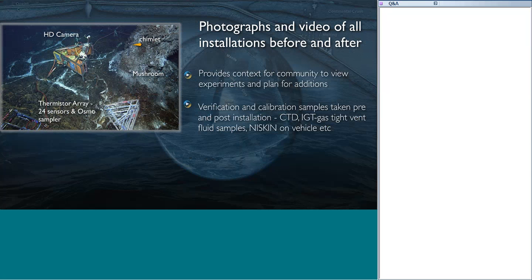For proposals for the core instrumentation, we also take verification and calibration samples pre and post installation. Those include CTD samples. We do CTDs. We also have a CTD on the ROV. We have Niskin samplers both on the ship CTD as well as on the vehicle. And then we also can take integrated gas tight samples. Again, depending on what the user community needs, we can help out with those kinds of requirements also.